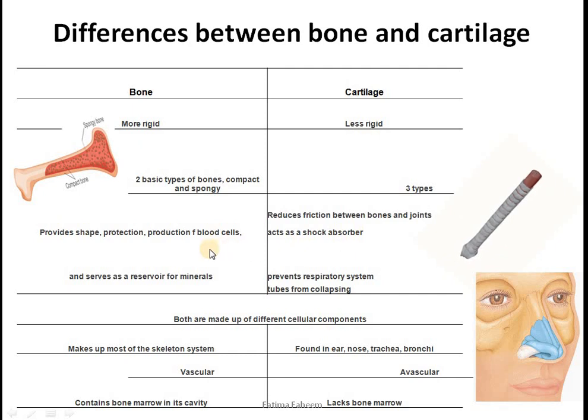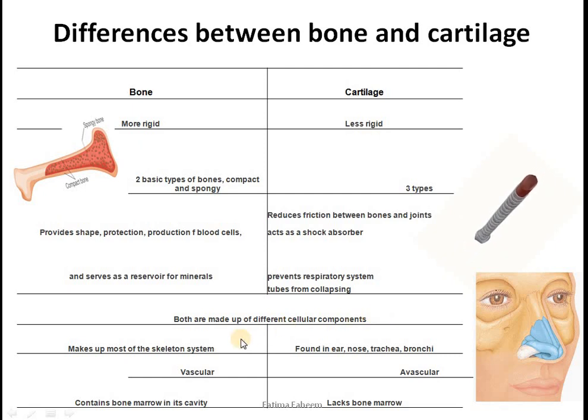On the other hand, if you see here, I've written that production of blood cells is the function of bone. The bone contains bone marrow, which is the reservoir for stem cells, which can become the blood cells whenever required. They can mature or become differentiated into different blood cells. It also serves as a reservoir for minerals, especially calcium. Both are made up of different cellular components which are not being discussed here since they are beyond the scope of your syllabus.